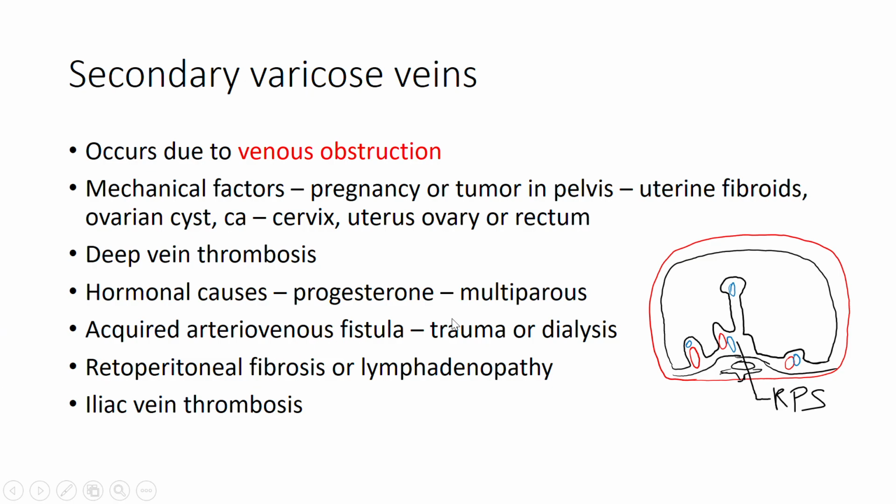Second is the hormonal cause. So progesterone has some role in the formation of varicose veins, and this is more commonly seen in multiparous women, or women who have had many children. Okay, so multiparous women are at a risk of having varicose veins. Now, an arteriovenous fistula can also cause the formation of varicose veins. This can be formed because of trauma, or when there's a need for dialysis, this particular connection is created, and this can cause varicose veins.